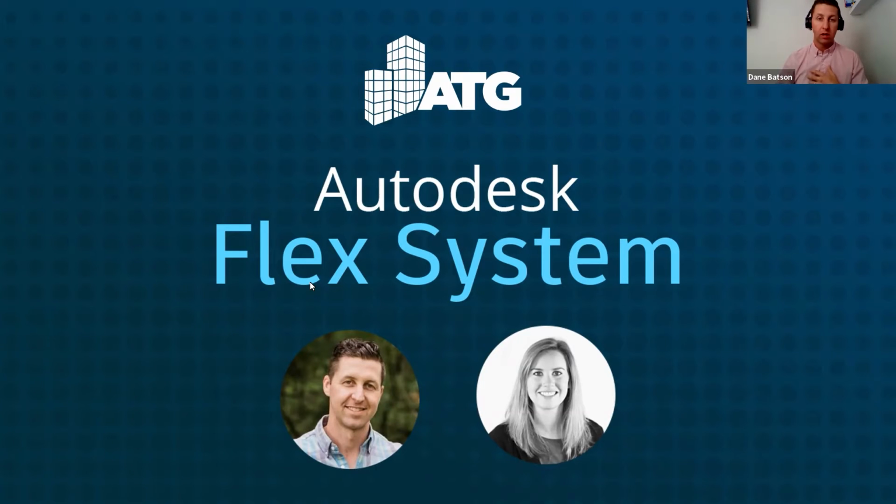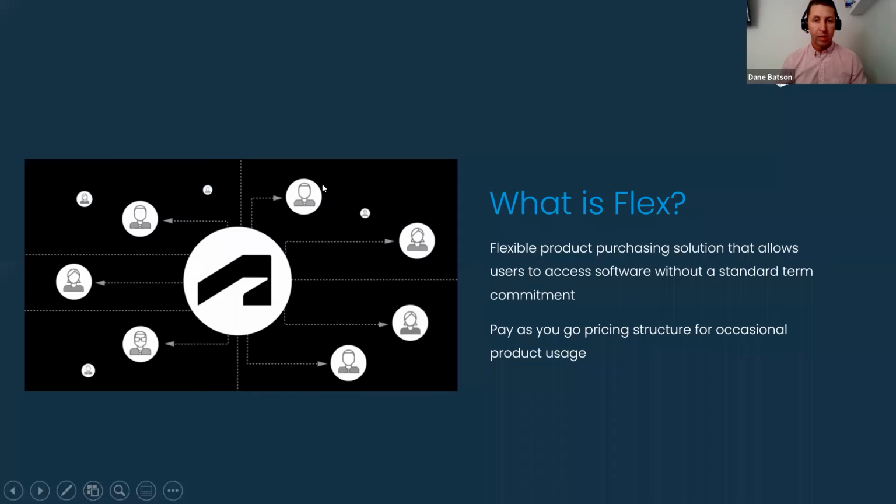So what is the Autodesk Flex system? It is a flexible product purchasing solution that allows users to access software without a standard term commitment. It's very much intended to be pay as you go. Autodesk has been very clear over the past couple of years that they are moving away from that maintenance model, which has already happened. And in the past year and a half, the transition away from multi-user to standalone single user has been very deliberate as well. So they're very much moving to a single user subscription-based model.